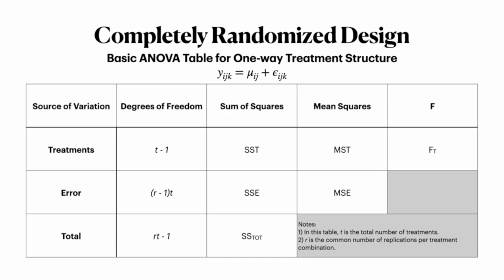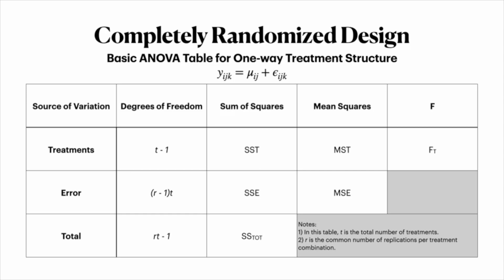Then in the model we have an error term, the epsilon ijk's, and corresponding to that we have a row in the ANOVA table for the error source of variation. And finally, the bottom row in this ANOVA table is the total source of variation, and that corresponds to the left-hand side of our model, the yijk. So here we see that the structure of the ANOVA table corresponds to, or mirrors, the structure of the statistical model.